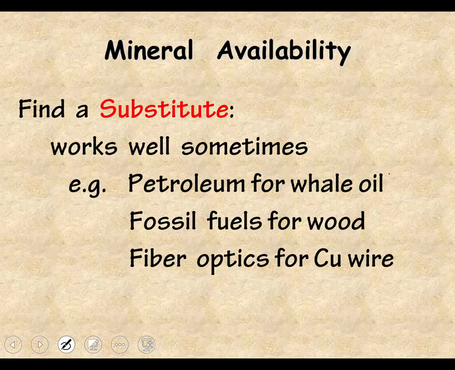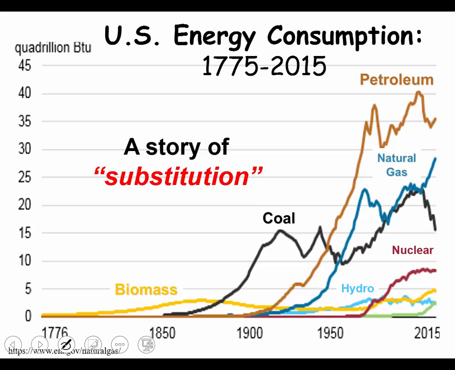Well, what about a substitute? That might help. And sometimes that works. It turns out there was a crisis in whale oil. The whales were really expensive, and the whales didn't like it. Turns out petroleum was a better source of lighting, or rather fuel. Fossil fuels replaced wood. Fiber optics replaced copper wire. There we have a fair number of significant substitutions.